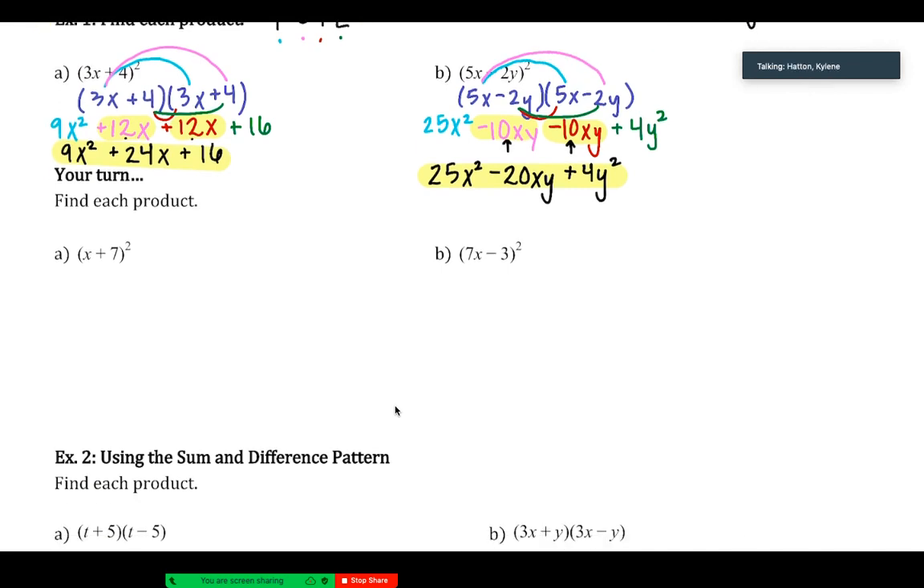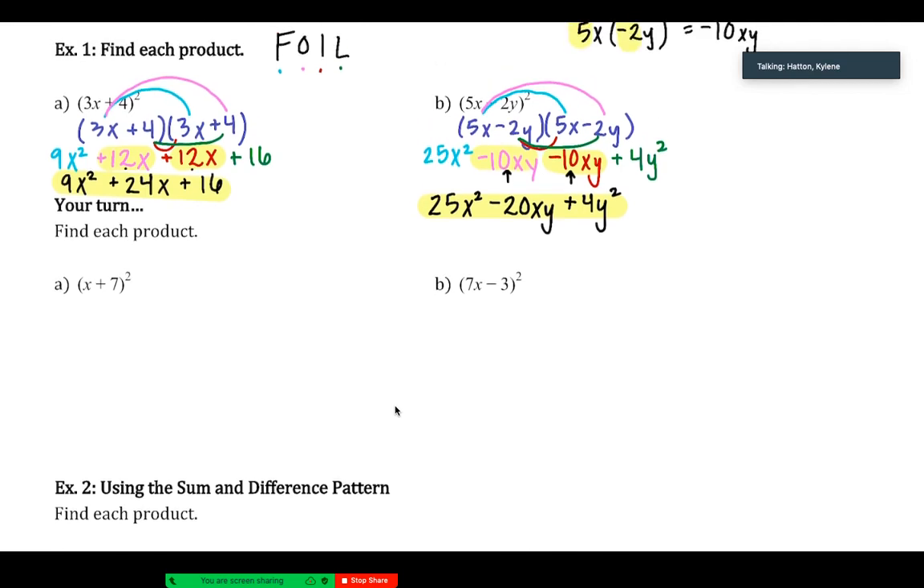And then these two are for you guys to practice on your own. So for A, it's x plus 7 squared. And for B, it's 7x minus 3 squared. I'm going to leave these examples up at the top so you have those to go off of if you need them. So I'll probably give you guys about 3 minutes to work through these, and then we'll go through them together.